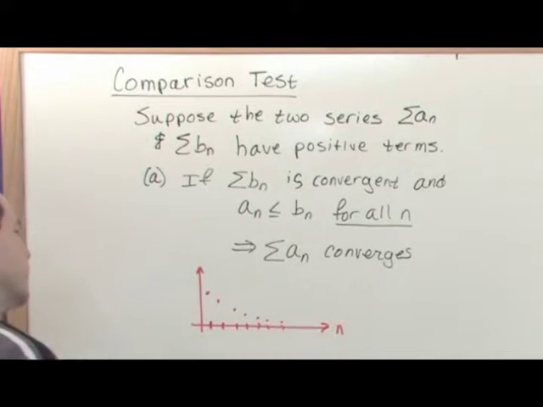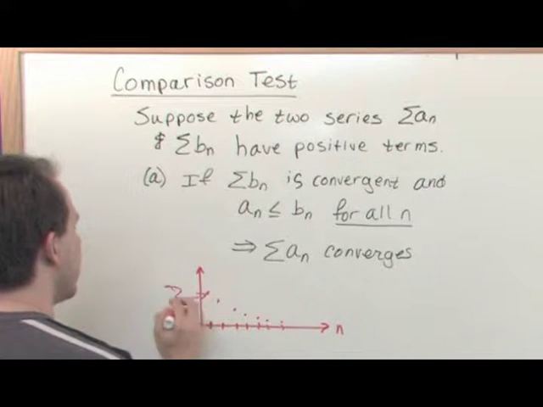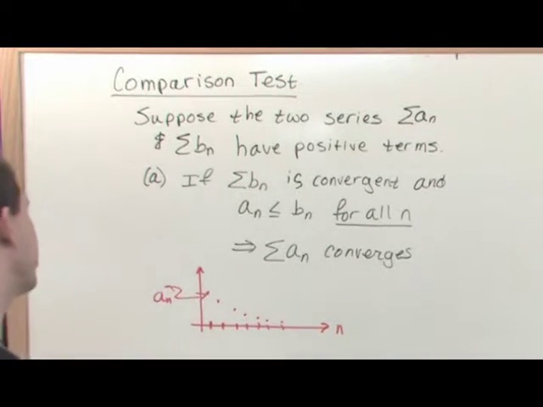They approach 0. But that's not enough to tell you if the thing converges or not, just if the terms approach 0. You must have the terms approach 0 in order for the thing to have a hope and a prayer of converging, but it doesn't tell you by itself. So these things are a sub n's. These are the terms of the original series I care about, a sub n.